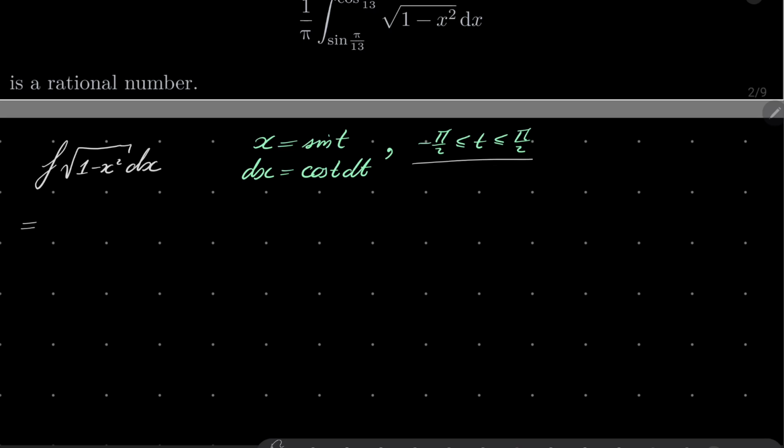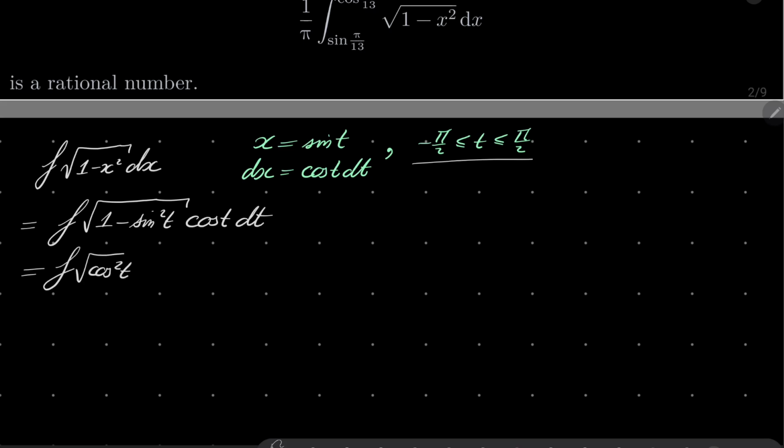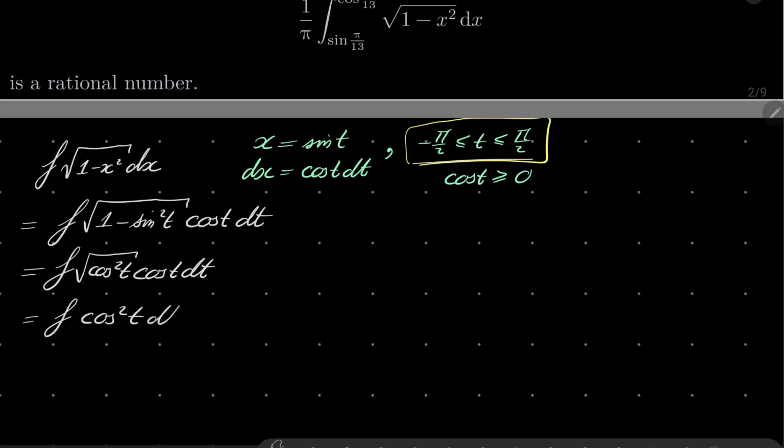And after this substitution, our integral becomes square root of 1 minus sine squared of t times cosine of t dt. Right? And now here we have square root of cosine squared of t times cosine of t dt. And now you see why I have chosen this constraint, because on this interval cosine is non-negative, so I can get rid of the square root and I have just cosine squared of t dt.